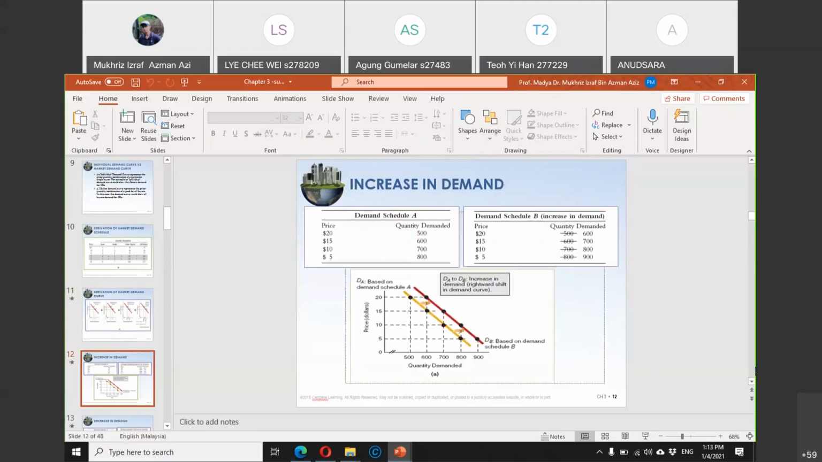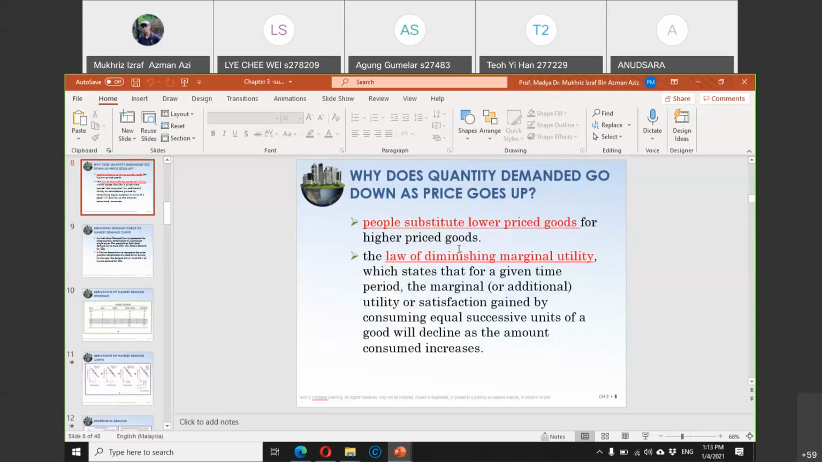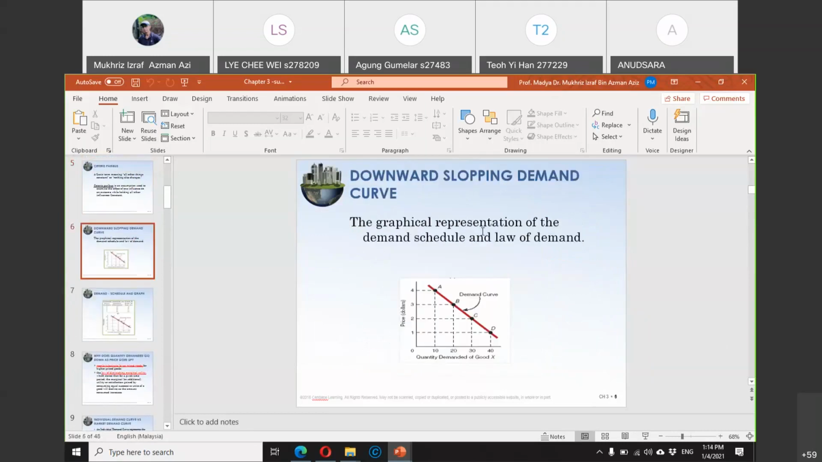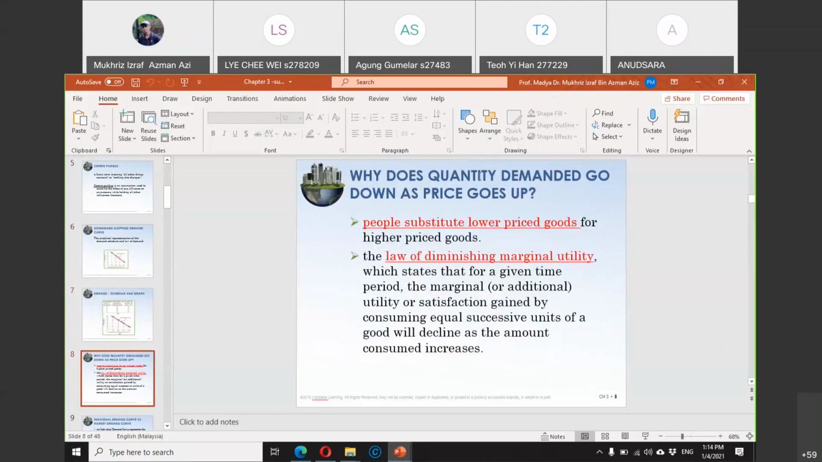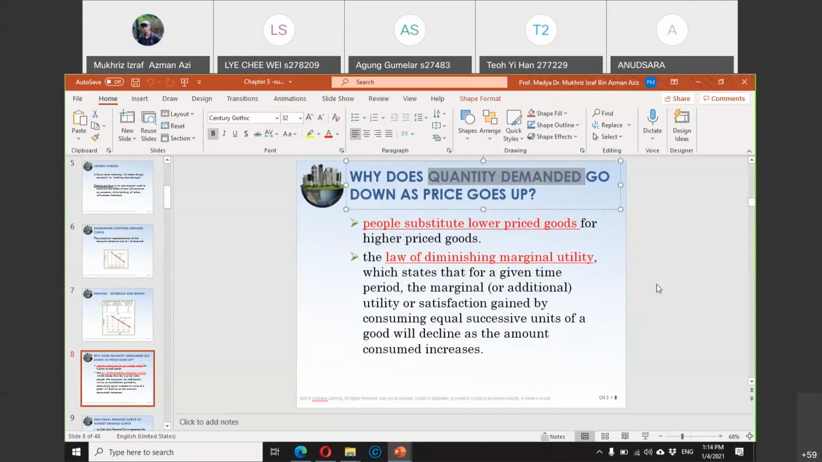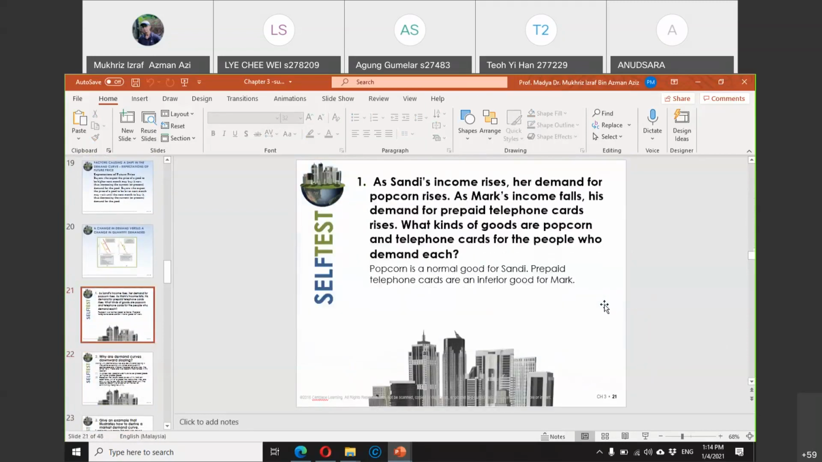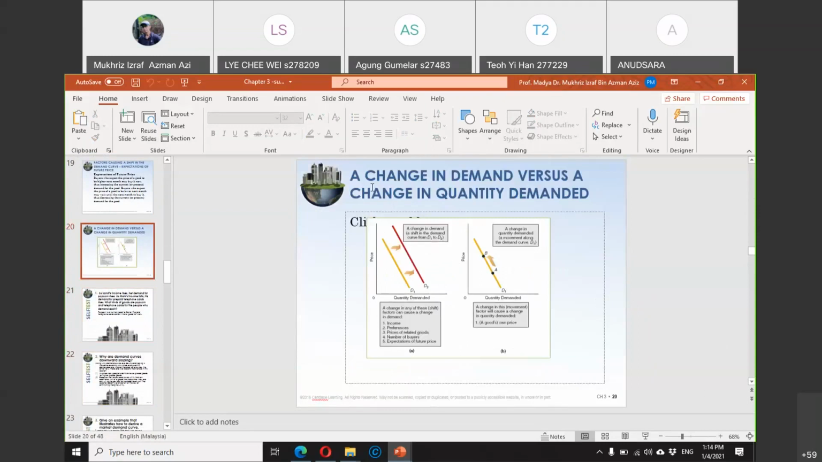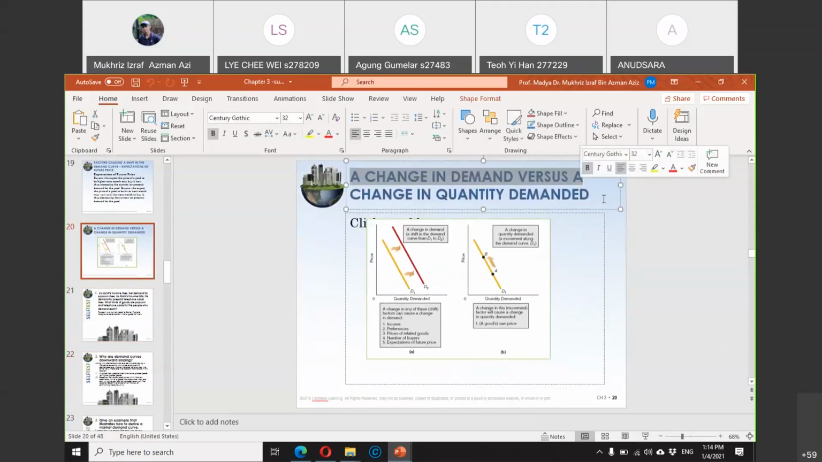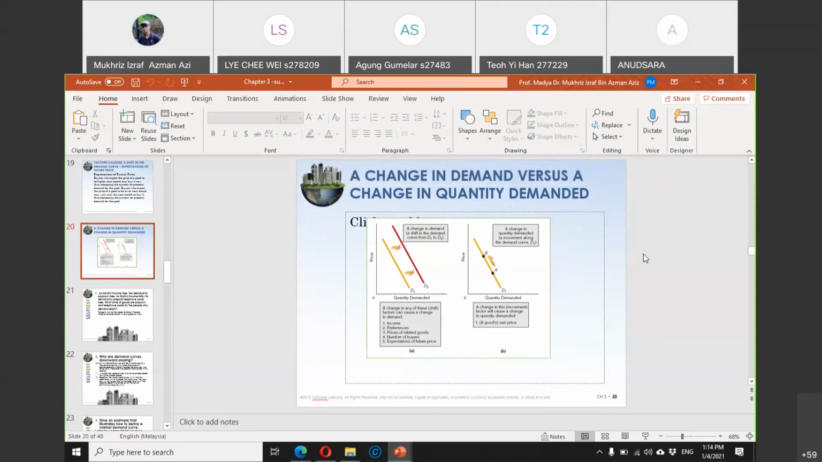I also explained in detail the difference between change in demand versus change in quantity demanded. The word quantity demanded, versus the concept of change in demand. So this is the focus from last class. You need to know the difference between change in demand versus change in quantity demanded.